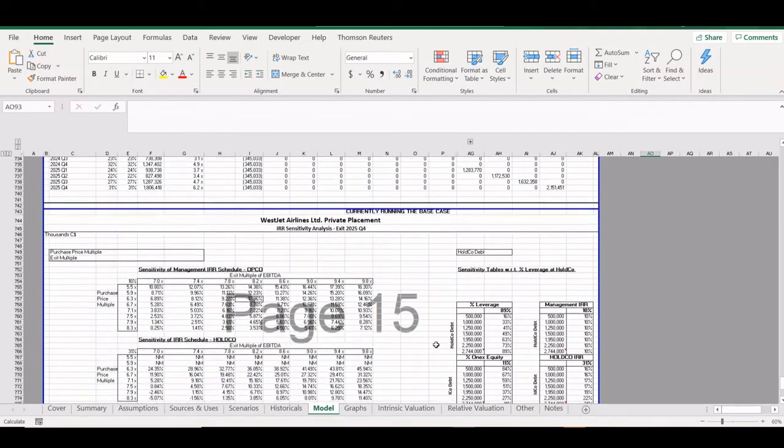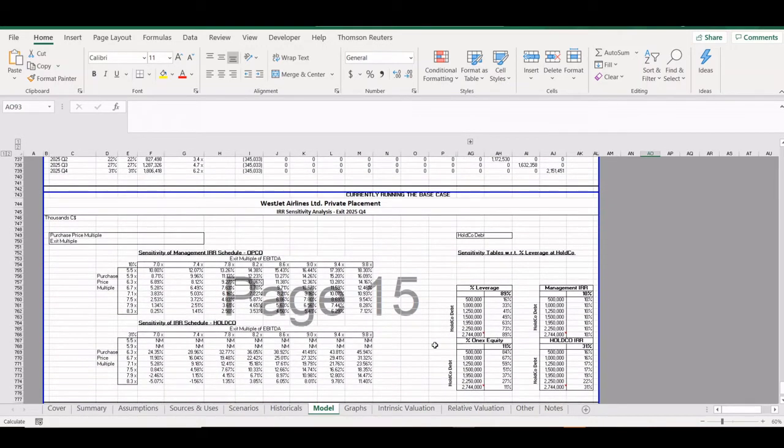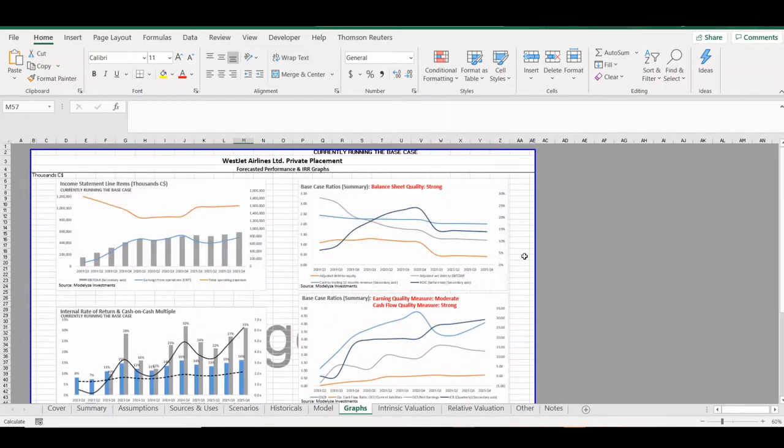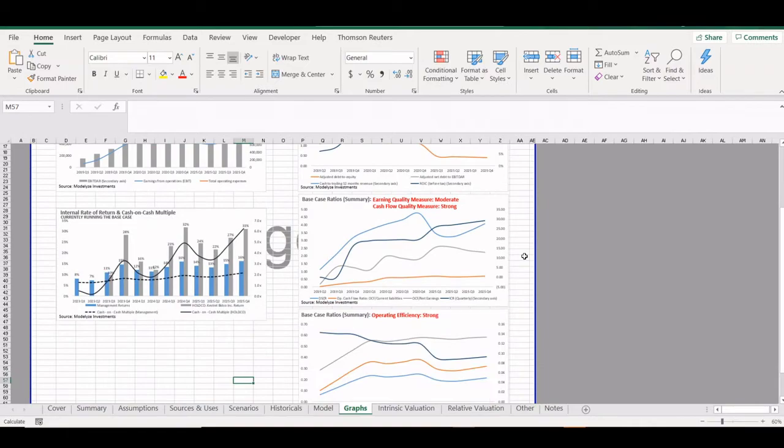The sensitivity of the internal rate of return at operating company, management, and holding company level for different sponsors with respect to purchase price multiples and exit multiples, as well as the optimization of the IRRs for Onyx with respect to the amount of leverage used in the model. Performance graphs and IRR graphs of the deal.